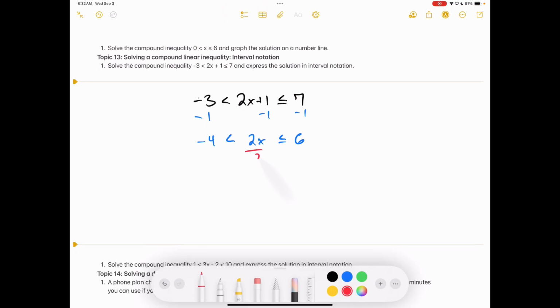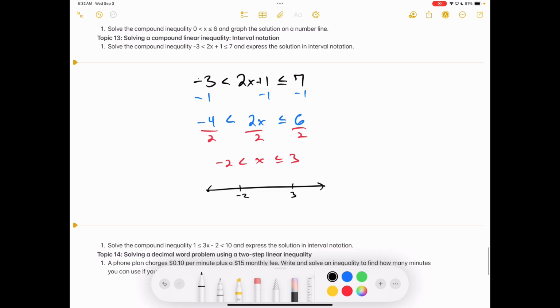And now I'm going to divide all 3 sides by 2. So -2 is less than x is less than or equal to 3. So I have a parenthesis at -2 and a bracket at 3. Parenthesis at -2 and a bracket at 3. x is somewhere between those.